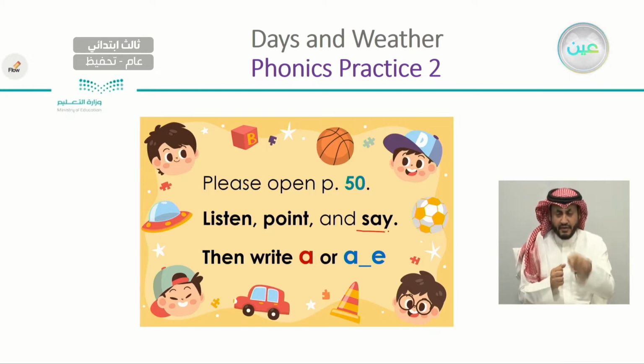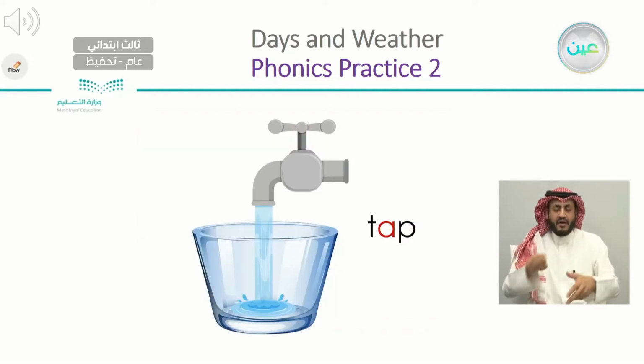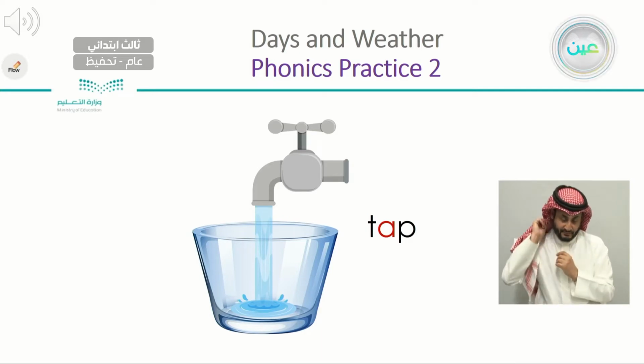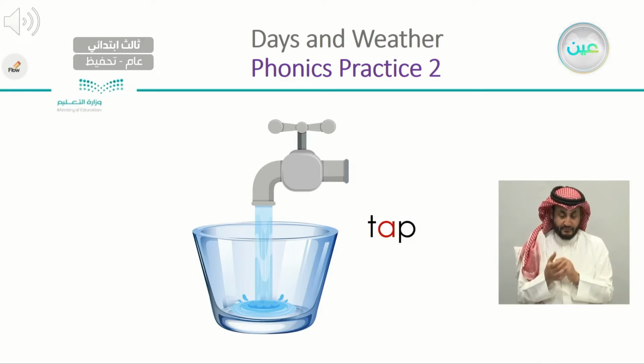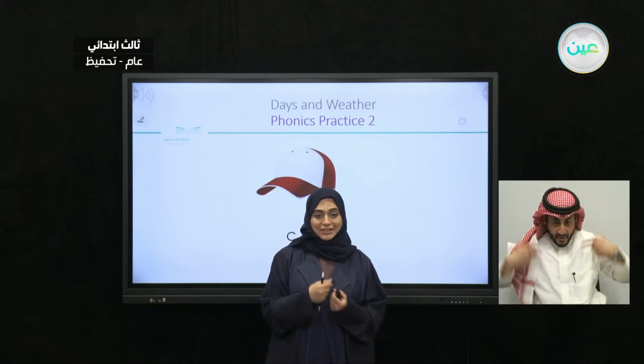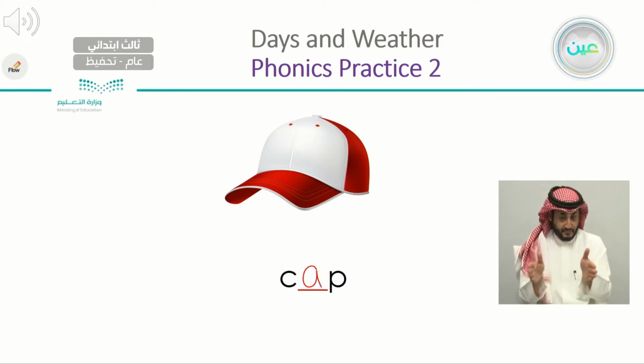Listen, point, and say. Then write either the short A or the long A that comes with the silent E. Here it's written already in your book. Let's just read together and look at the next, the one after. Tap. Now you write this one. Listen to the words. Cap. Do you remember the girl with the cap and the cape? Which one is this? Without the E. Excellent. So this one is cap, short A.